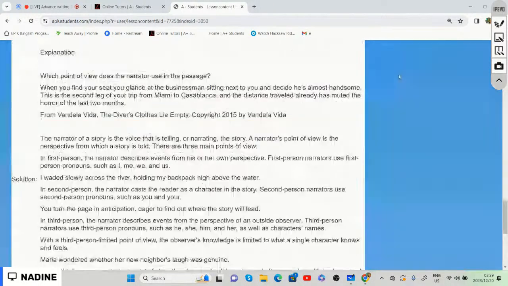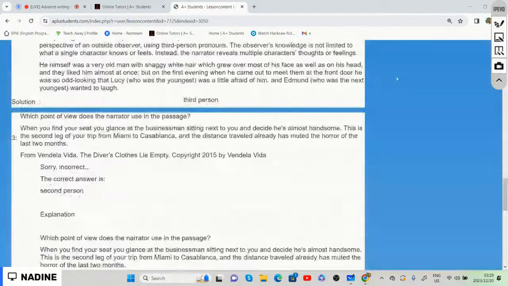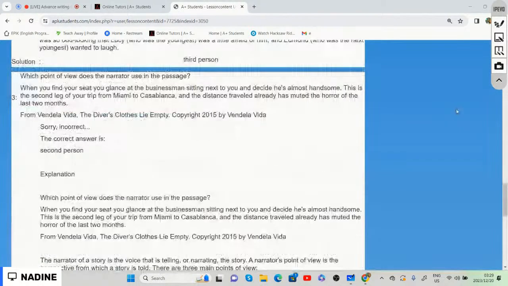And then we're doing the last one before we go on to the test. So which point of view does the narrator use within the passage?